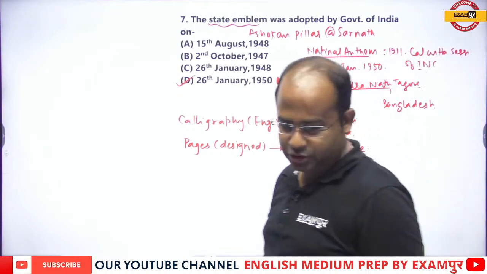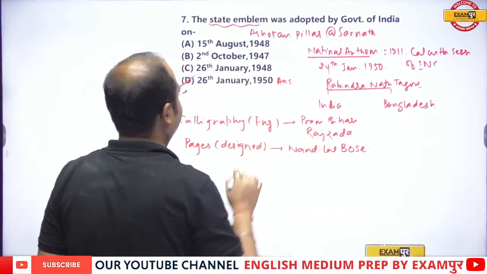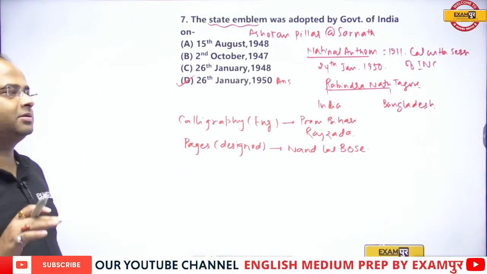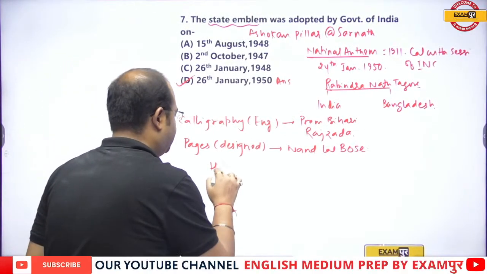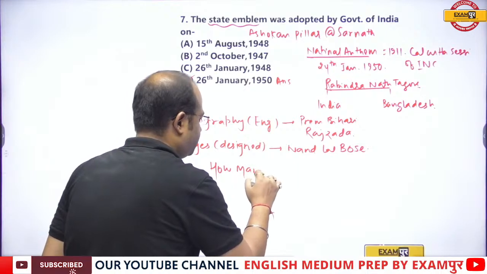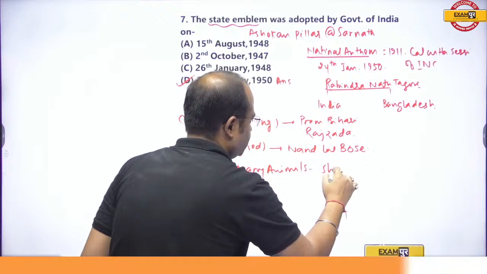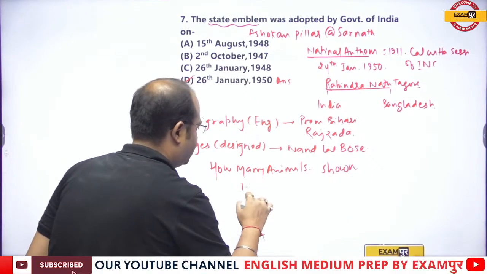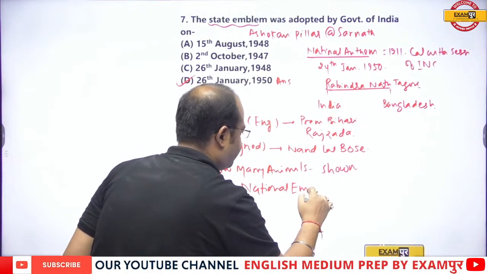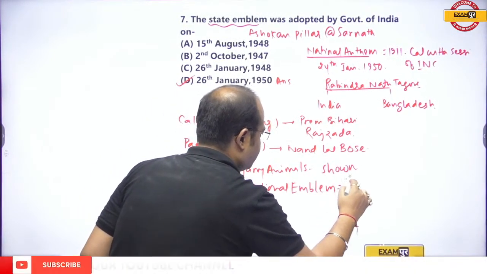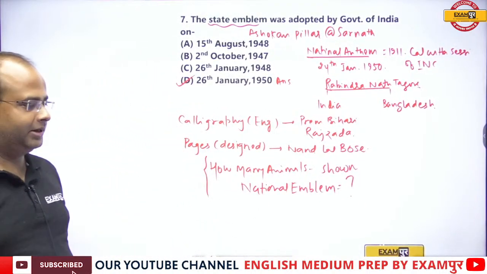Now guys, calligraphy was done in italic format. My next question: how many animals are shown in the national emblem, guys?